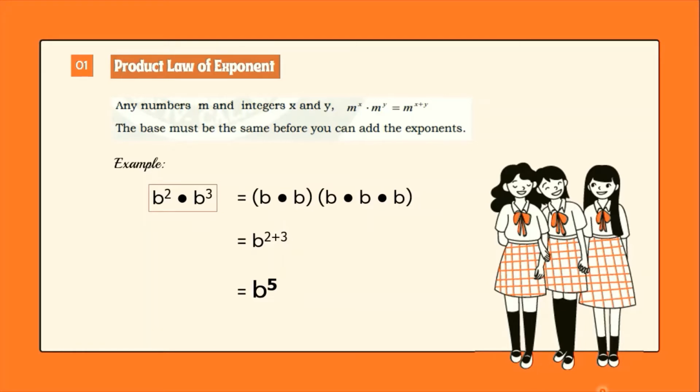Pero say for example, itong ating bases ay may value instead of just using the variable B. Halimbawa, 3 squared, 3 yung ating base dito, at ito naman ay 2 cubed. We still need to add the exponents together dahil under ito ng product law of exponent. 2 plus 3 is equal to 5 pa rin ang ating exponent. However, for the bases, we need to multiply them together. So, sabi ko kanina ito ay 3 squared multiplied to 2 cubed.